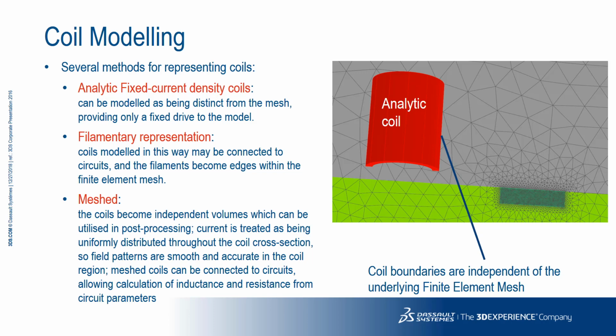Firstly, we can use analytical representations of fixed current density coils. These are placed independent of the mesh. The conductors don't form part of the mesh in the solution. Hence, models can be easier to define, but post-processing may be more challenging, requiring derivations from flux leakage calculations rather than utilizing readily accessible circuit parameters. Alternately, we can use a filamentary representation or fully mesh the coil.